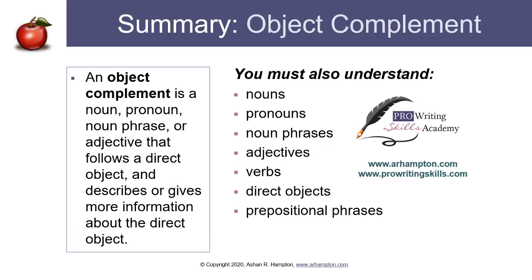In summary, in order to fully understand object complements, you also need to fully comprehend nouns, pronouns, noun phrases, adjectives, verbs, direct objects, and prepositional phrases. Remember our definition for object complement. An object complement is a noun, pronoun, noun phrase, or adjective that follows a direct object and describes or gives more information about the direct object. Hopefully all of those examples were helpful to you.